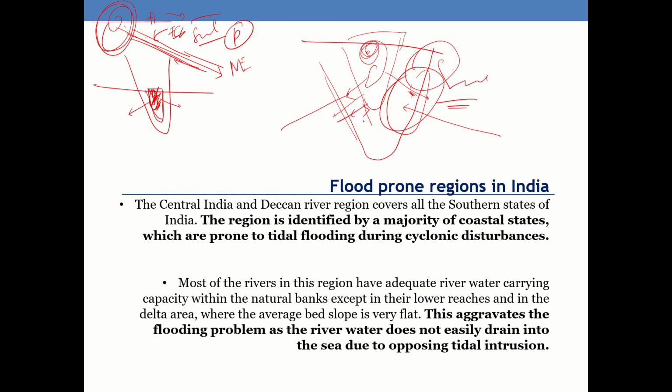Also the terrain. The land that we have in the southern coastal regions is almost flat land, which means there are no natural gradients for water to reach the seashore.